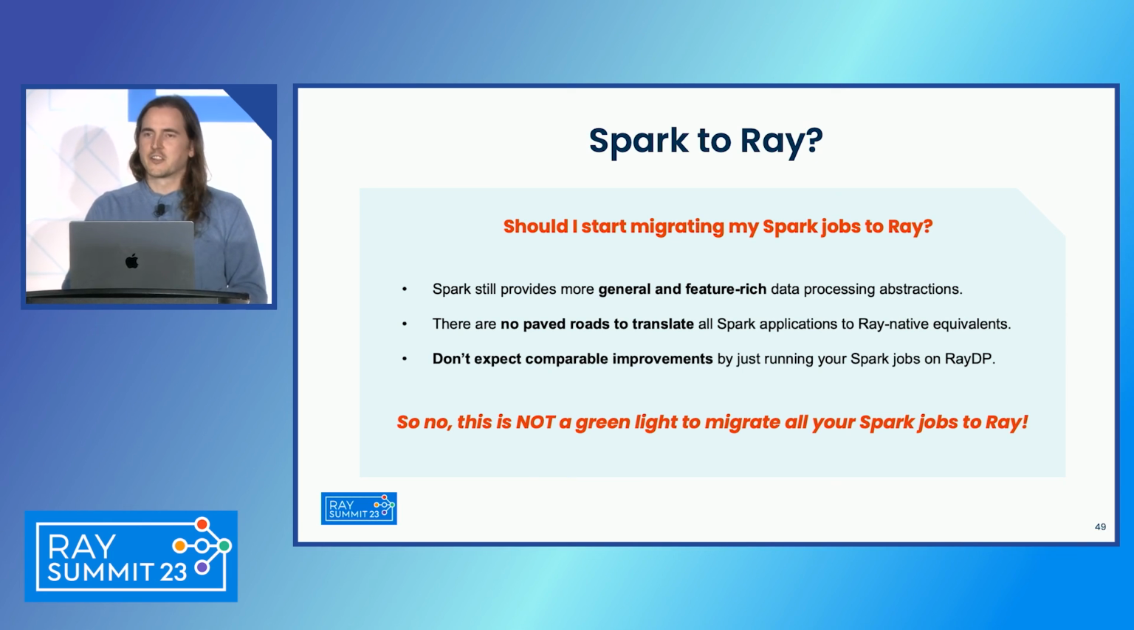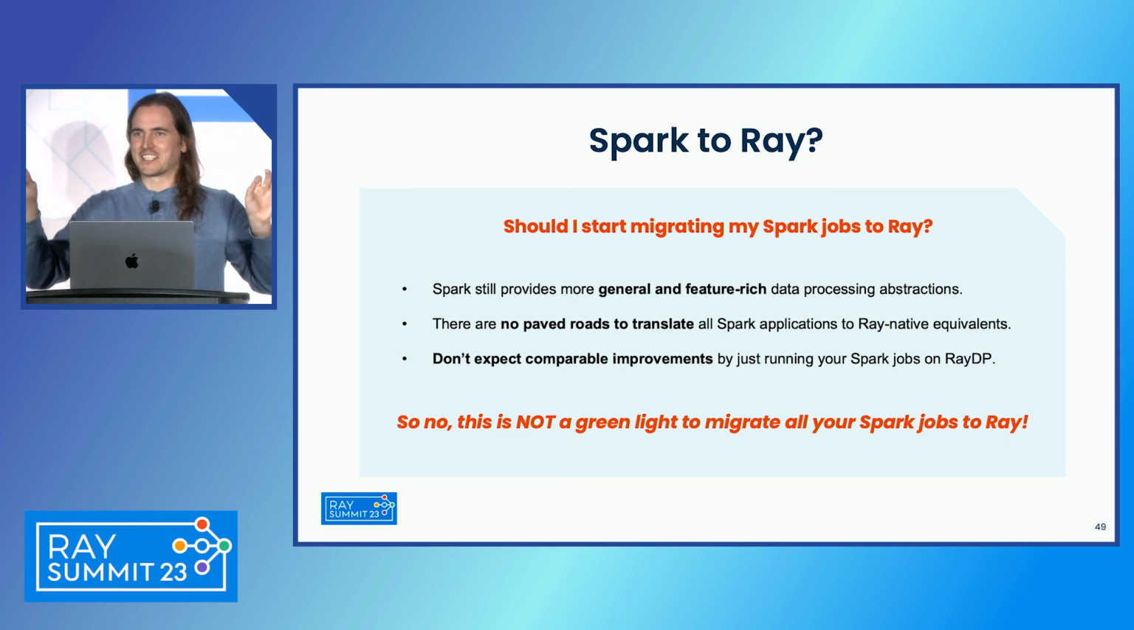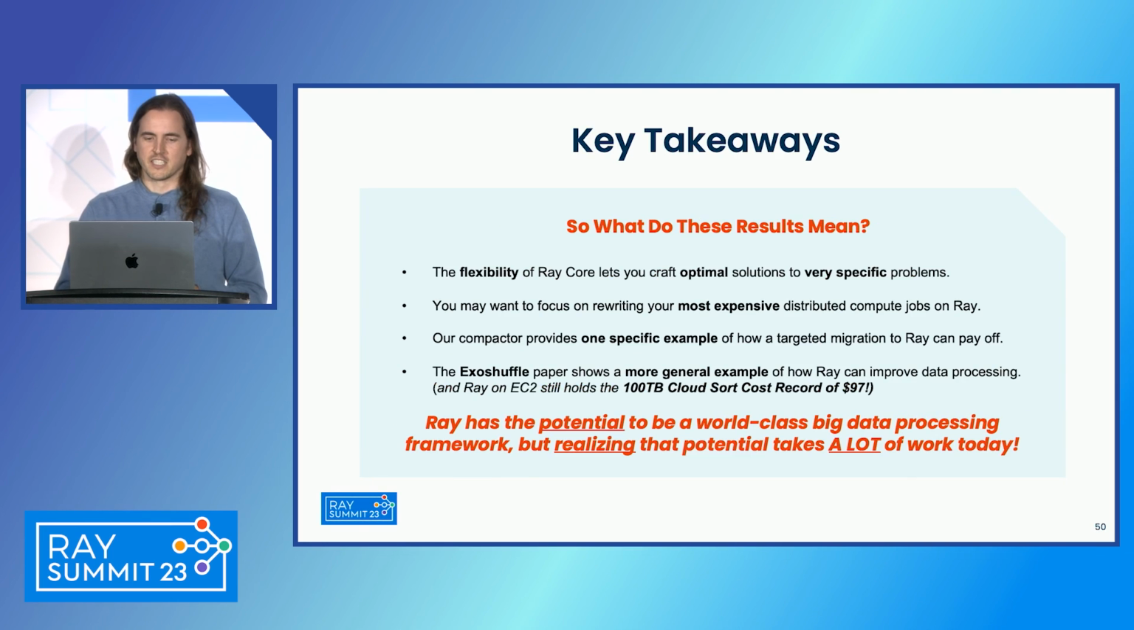And so in conclusion here, if you're thinking, should you start migrating all your Spark jobs to Ray? I don't think these results are really a green light to say, all right, you all rush out and start migrating all your Spark jobs to Ray, because there's no paved road to translate them all from Spark to Ray. Spark's still more general and feature-rich for data processing than Ray. And if you just run your existing Spark jobs on something like RayDP, you shouldn't expect comparable improvements here, right?